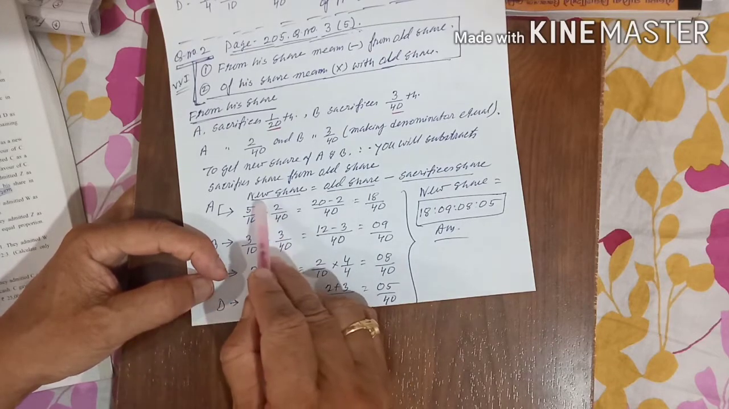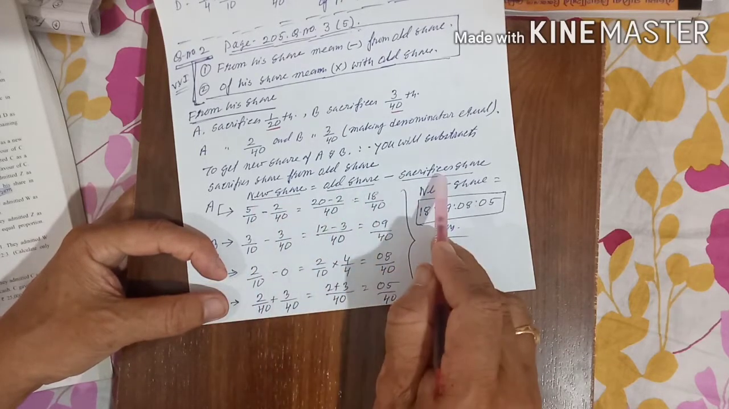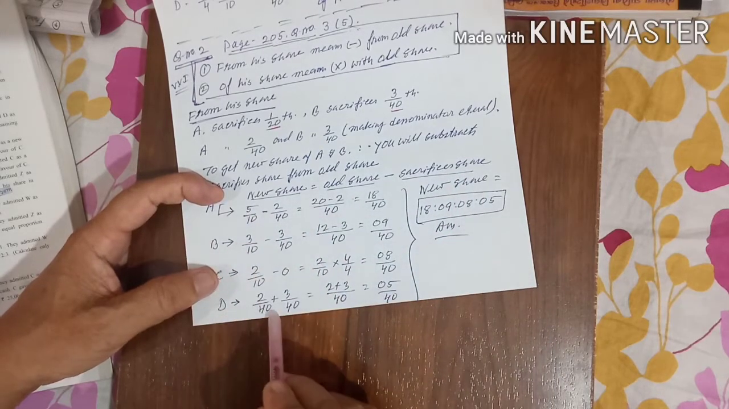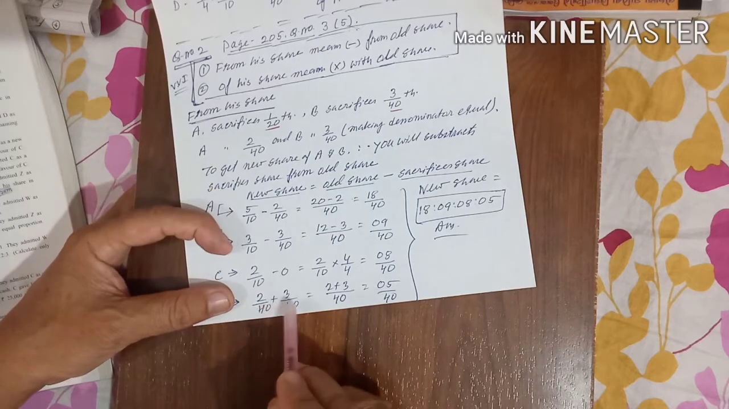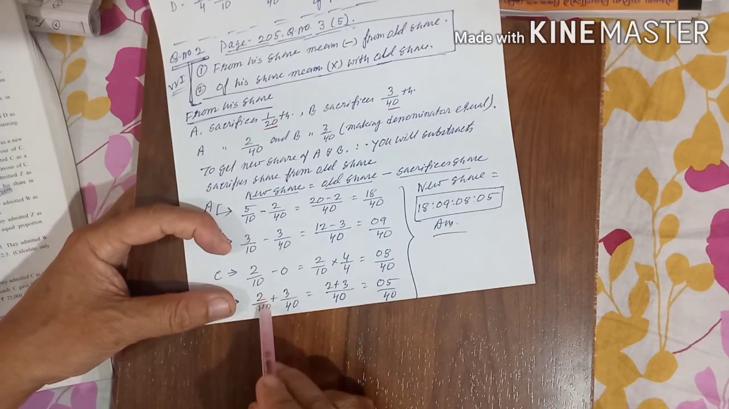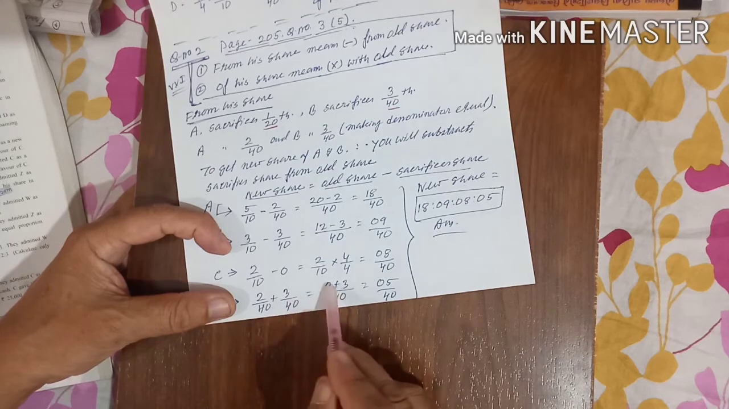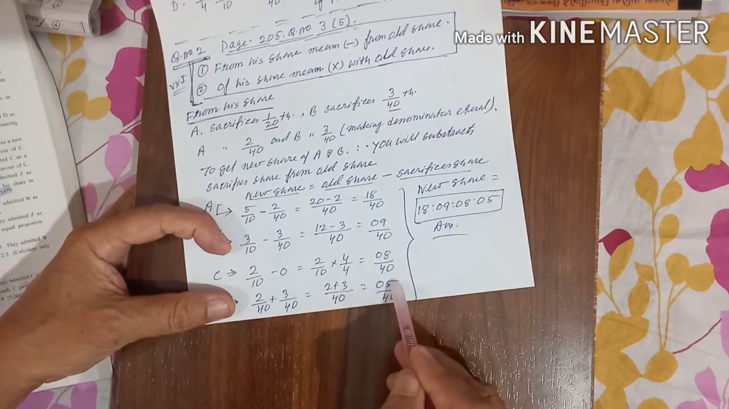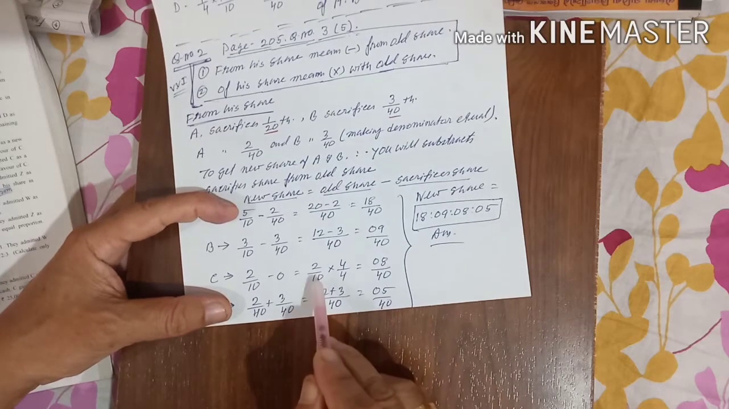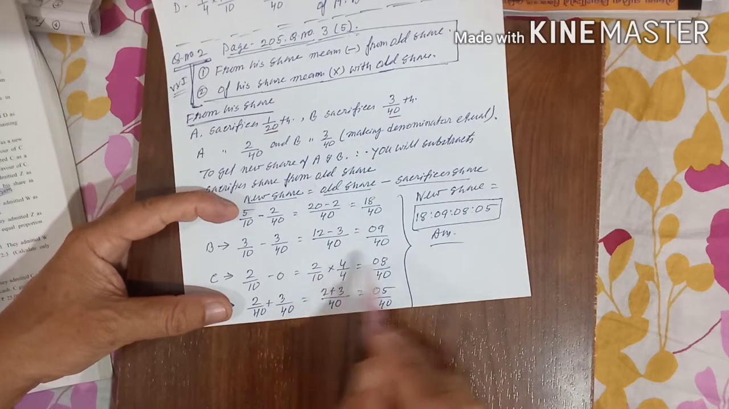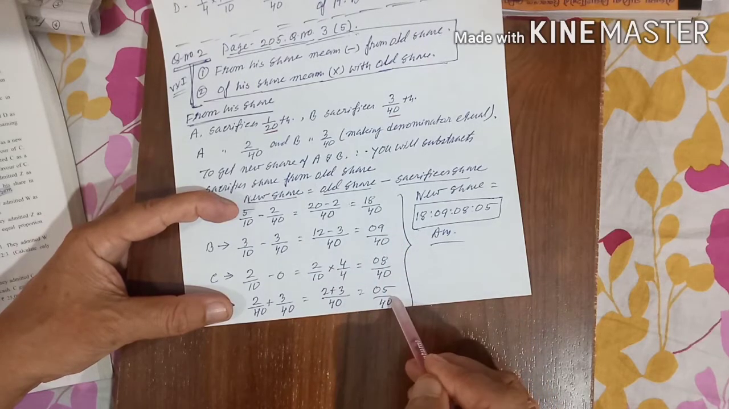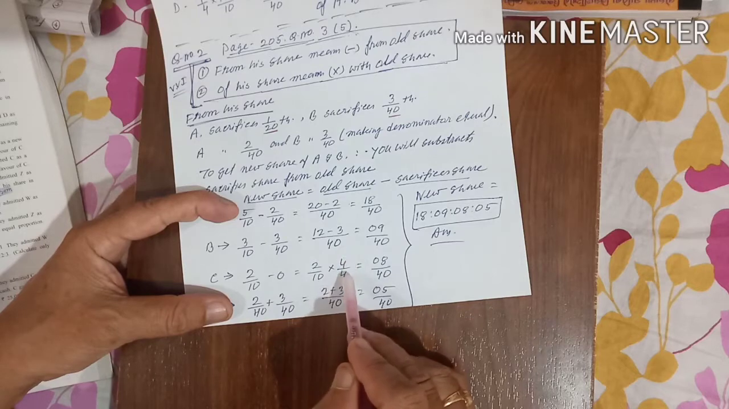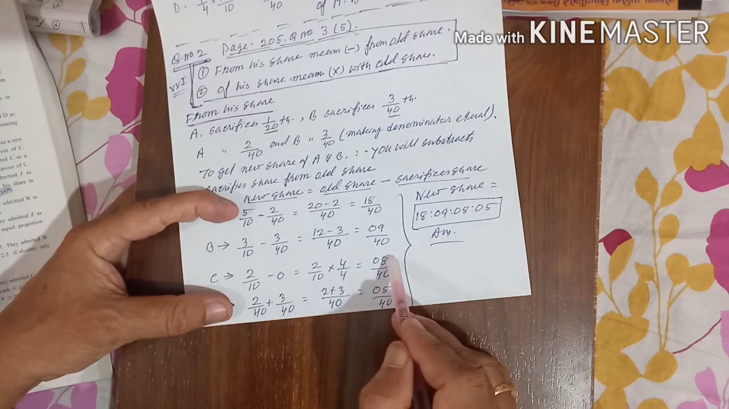Keep it in mind: new share is equal to whole share minus sacrificing share, that is for A, B and C. And for D, it is the sacrifice by A and the sacrifice by B, which is 2/40 plus 3/40, which is equal to 5/40. Now in case of C, 2/10. Here the denominator is 40, 40, 40. To make the denominator equal, we have to multiply by 4/4, so you are getting 8/40.